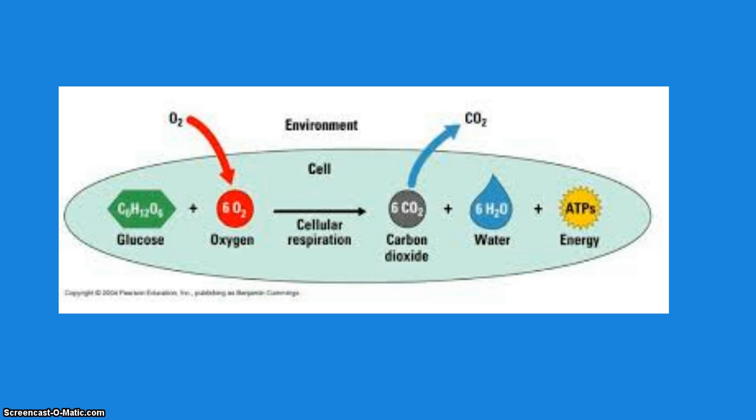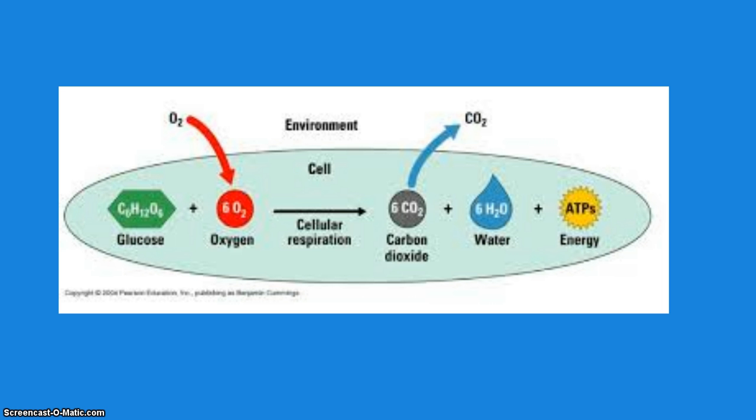Now, if we look at it in the opposite way, because remember we said the products of one are the reactants of the other. So if we look at it, that energy, so this time we're going to get energy from the sun now. And water and carbon dioxide all come from the environment. And if we're inside a plant cell, we can make the glucose and the oxygen.